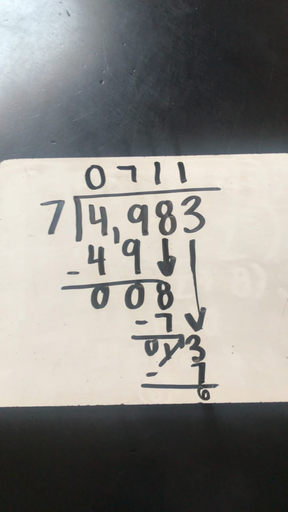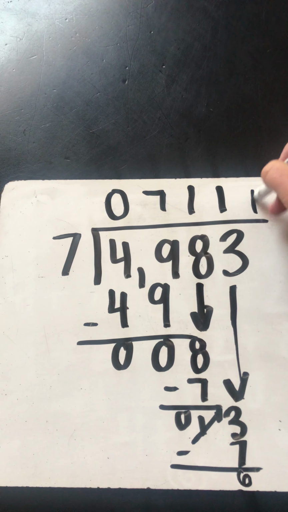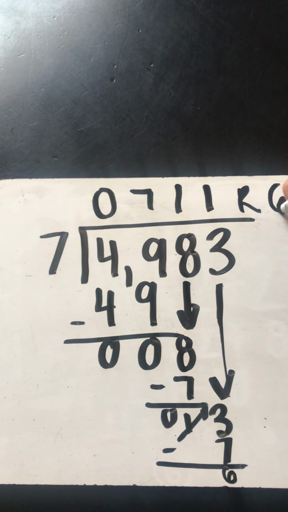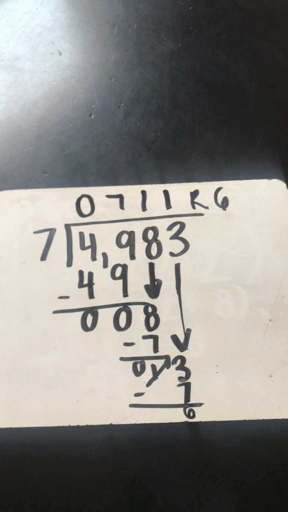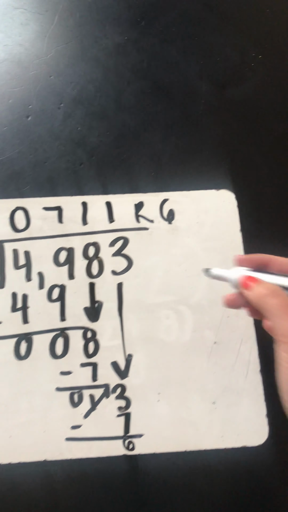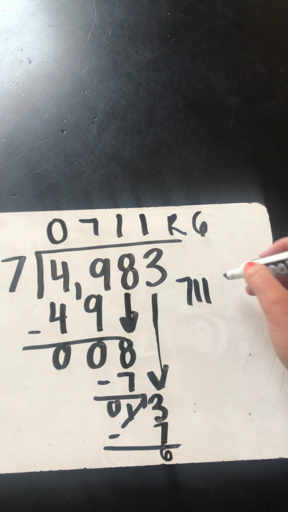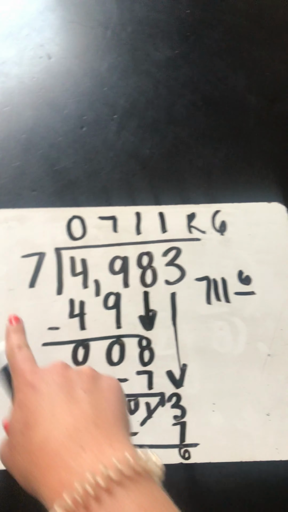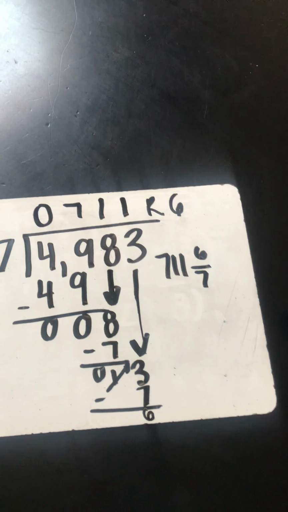So you could stop and say 711 remainder 6. That's one way to write it. R stands for remainder. Another way you could write the remainder is a fraction. So you could write 711 and the remainder was 6 out of 7.